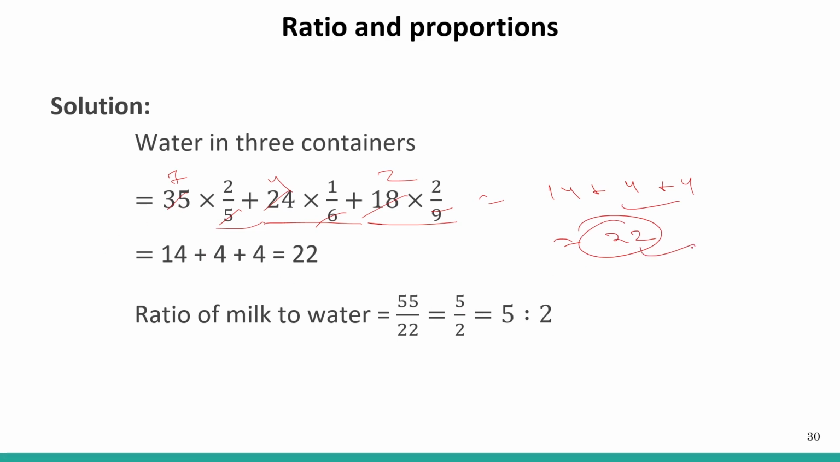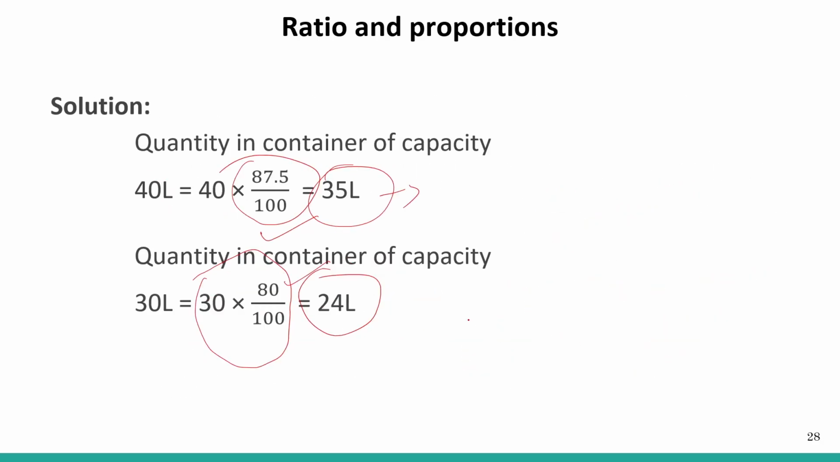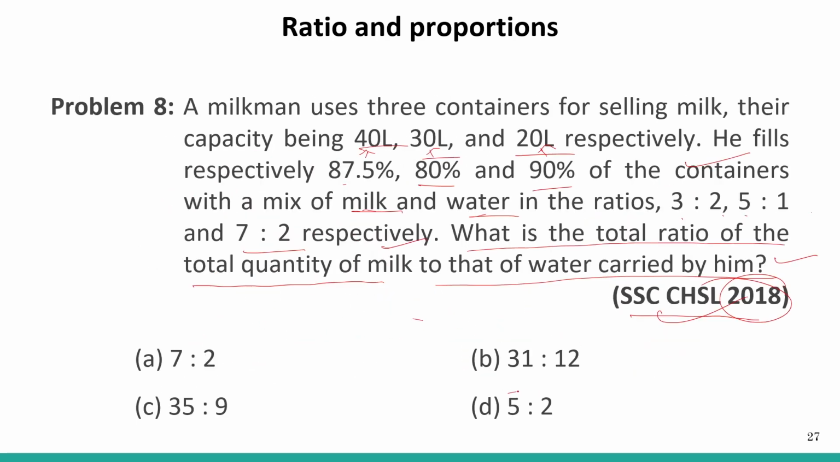Cumulatively it is 22 liters. So ratio of milk to water will be, milk is 55 liter and water is 22. So it will be 5 is to 2. If we divide by 11 in both numerator and denominator, we arrive at 5 by 2. So in ratio, it will be represented as 5 is to 2. Okay. So this fraction converted to ratio becomes 5 is to 2. So 5 is to 2 is the correct answer here. So 5 is to 2, that is option number D. Correct answer. These are all wrong answers.